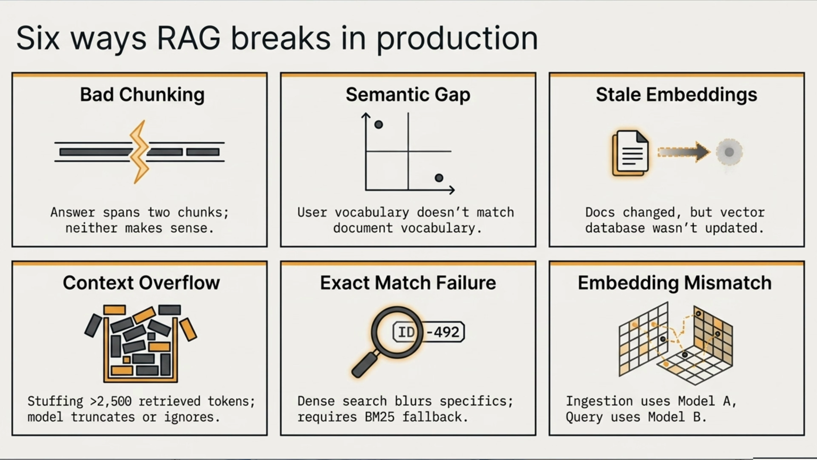More context is not always better. Exact match failure is why you need a hybrid search. Pure semantic search misses product IDs, error codes, and specific names. An embedding model mismatch: using one model to embed your documents and a different one for queries means the vectors live in completely different mathematical spaces. Nothing matches properly.